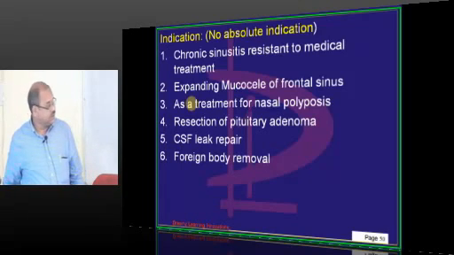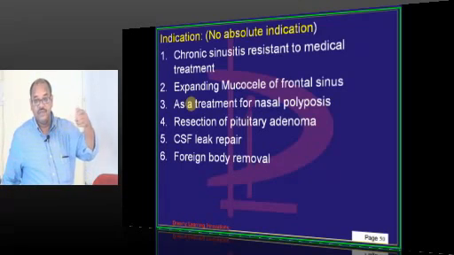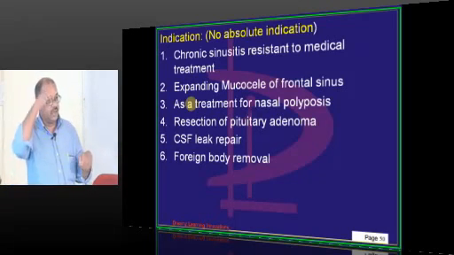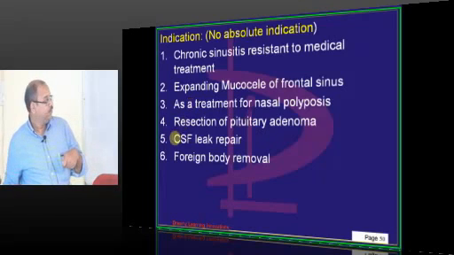Foreign body removal, as you know, life becomes easy when you go near the foreign body and take it out, instead of doing the blind procedure as in olden days.